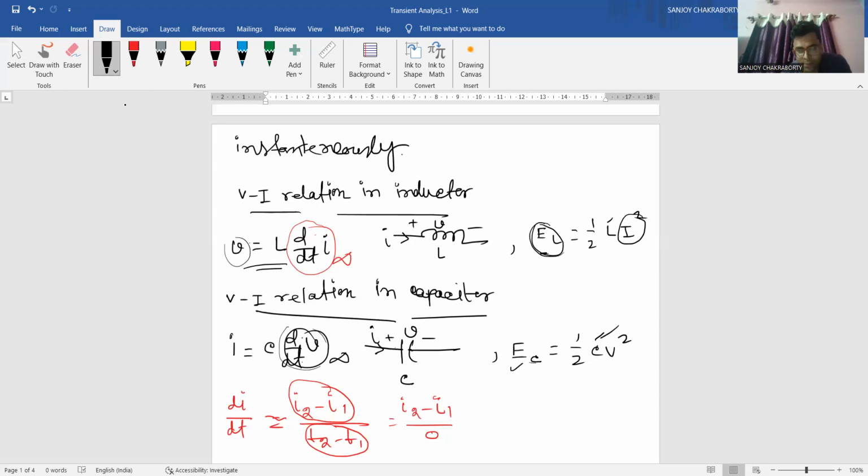So basically transient means a change of state from one stable state to another stable state. And transient time means the time taken to change from one stable state to another stable state. Transient is the path from one stable state to another, and the time taken to reach from one stable state to another is called transient time. So this is the basic. Thank you.